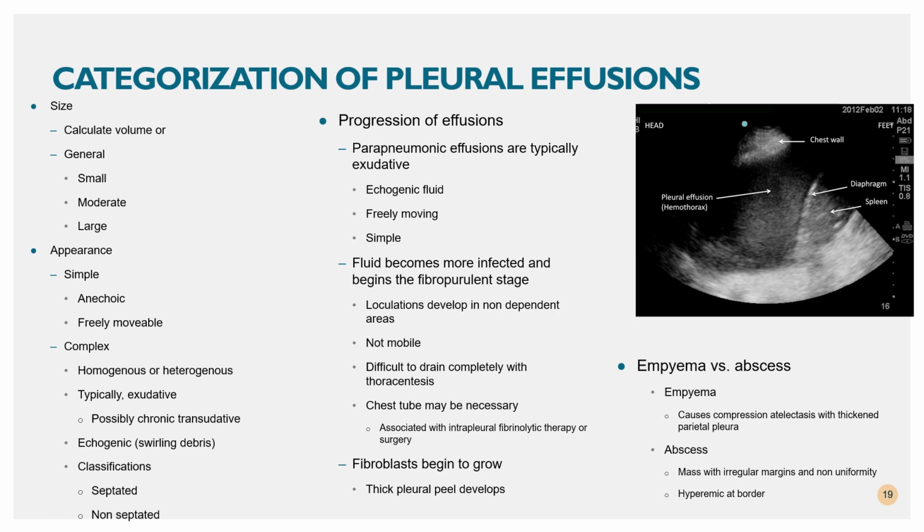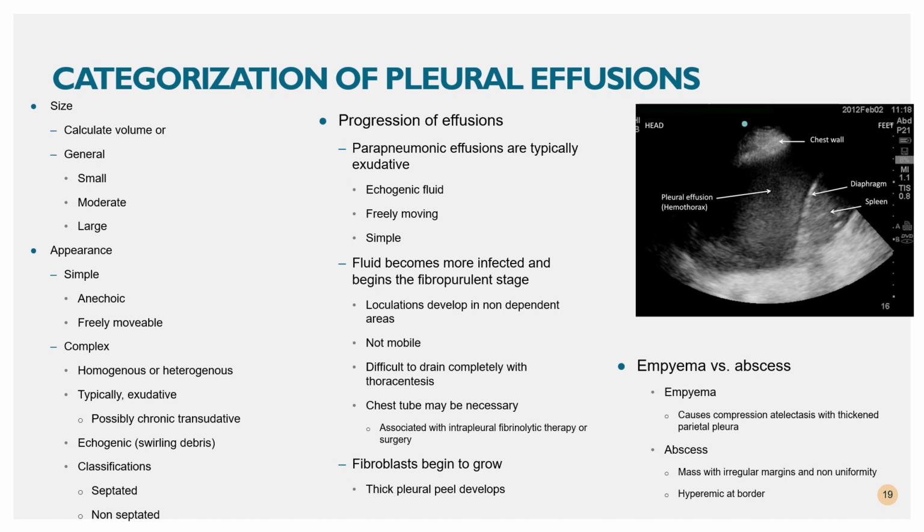So it's something other than just clear serous fluid. And then we can also classify the pleural effusion based on whether it's got septations or non-septated. Now, as a pleural effusion progresses, the parapneumonic effusions are typically exudative, as I mentioned. You're going to see more echogenic fluid. It's going to almost look like snow in a snow globe. It will still be mobile, and it'll still be simple, meaning there will be no septations or things like that.